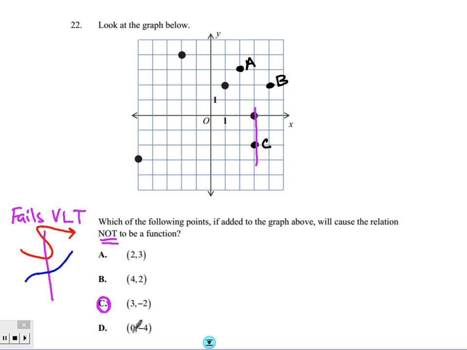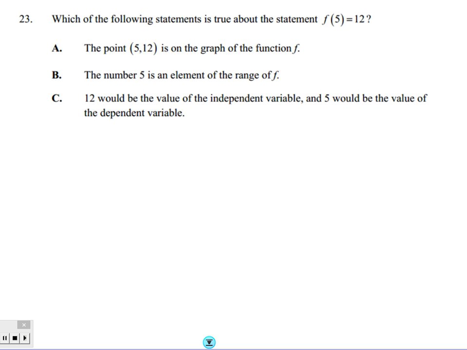I want to maybe check D and make sure that's not the answer and I missed it. So (0, -4). And it looks like there is no other point on that x value. So C would be the one that would create this relation to not be a function. All right. Number 23, which of the following statements is true about that statement?